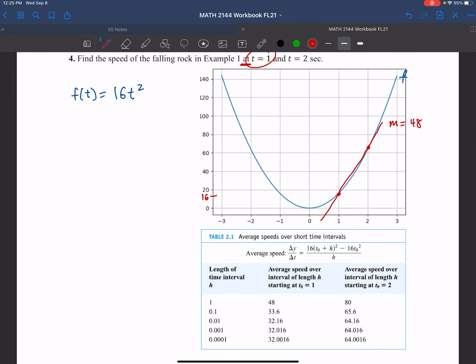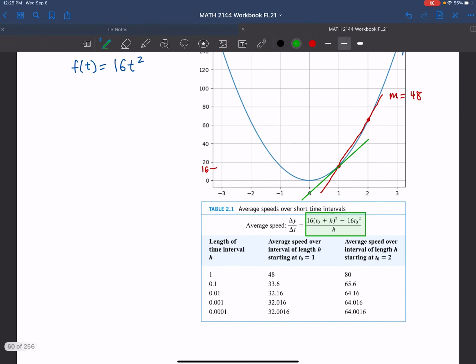There is our original function. To figure out the instantaneous rate of change, which I'm going to put as this green line right here, we use this formula, which I'll just box in. And look at these values. If we let h get smaller and smaller, so basically h is going to 0, and we saw this in the earlier slide, what are these values going to? They're going to 32. So m right here is 32.